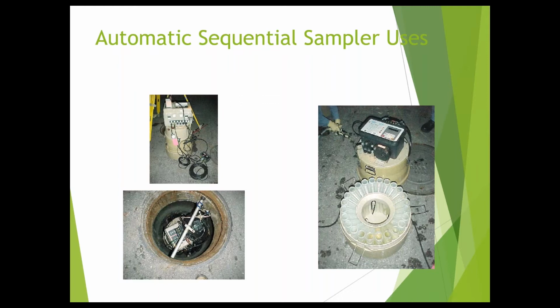In this case, we used it to try to identify what's going on in a process. If you look at the picture on the left, in the top left, that's the flow meter on top, and the sampler is on the bottom. On the bottom left, it was all lowered into a manhole. We had a facility which was discharging at night when they suspected no one was looking. So we put this setup in the manhole, and we took a sample, I think it was every 30 minutes.